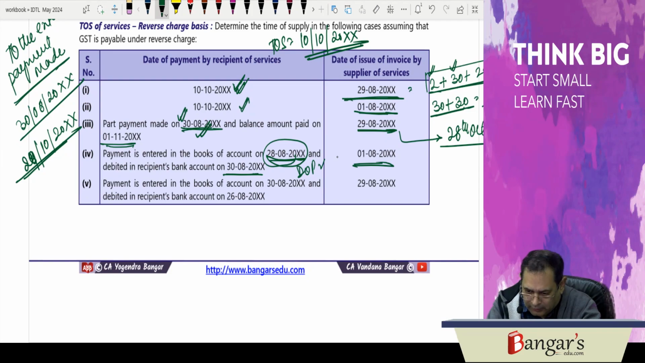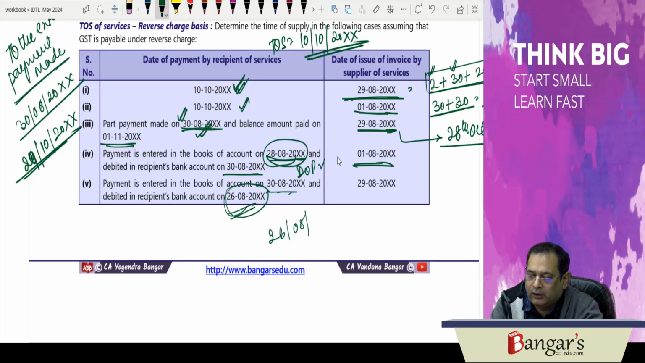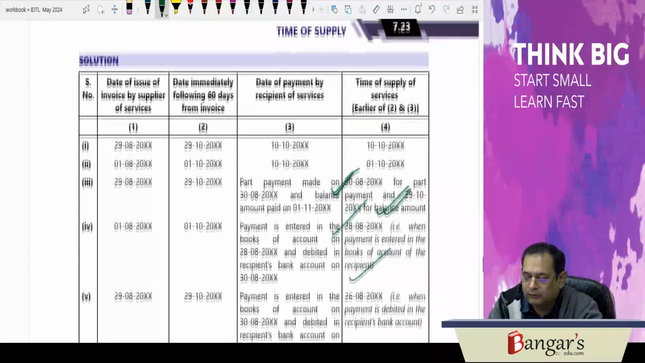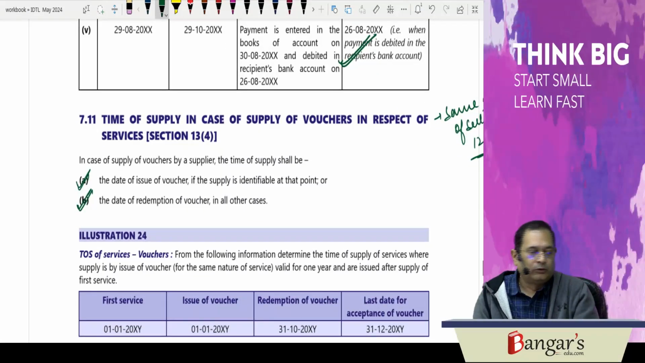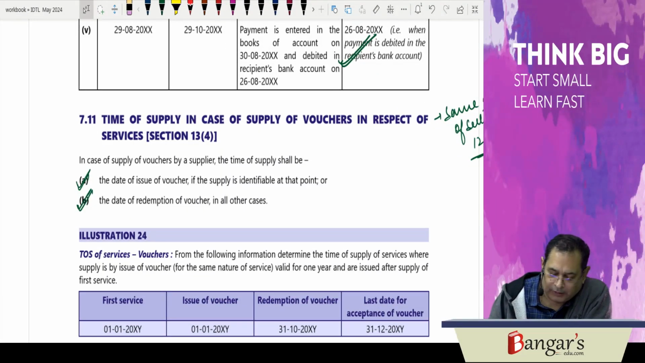Here payment is entered on 30th of August and has been debited in the bank account on 26th of August. So basically, it will be time of supply will be 26th of August itself, because payment has been made prior to the issuance of invoice. So in this case, it will be 26th of August. So that was about the reverse charge mechanism.